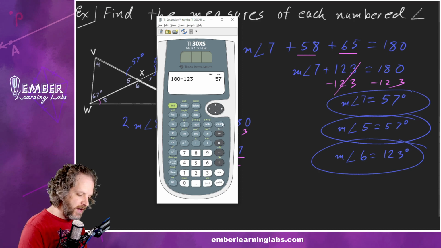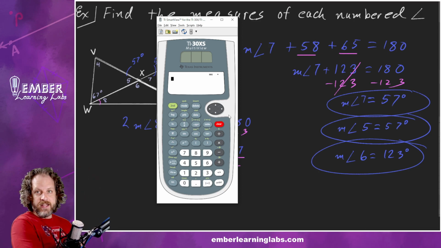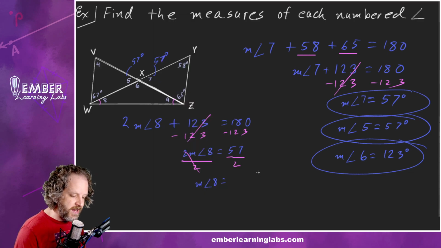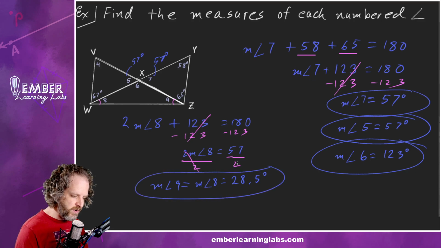Let's pump that in the calculator. It's going to be 20 some odd, right? 57 divided by 2 equals 28.5. 28.5 degrees. So that also equals the measure of angle 9, because those are congruent.